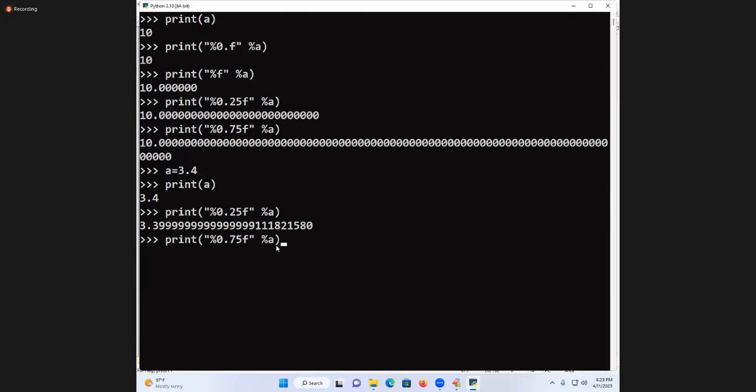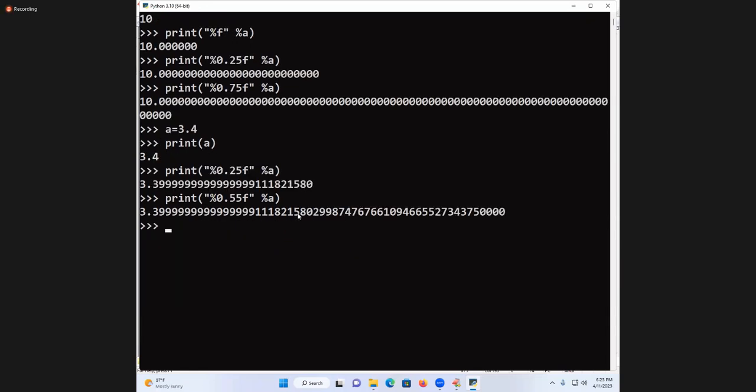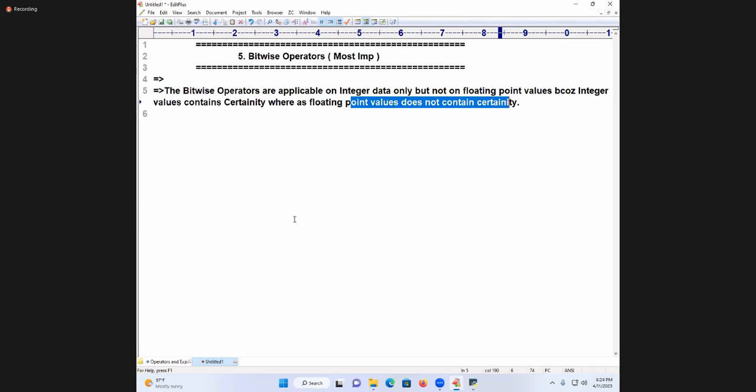Uncertainty is there. You go for 0 point something like 50, you say 50. Still it is printing some more values. This is up to 80. Still there are so many digits. Does float contain certainty or uncertainty? So bitwise operators are applicable only on integer data, but not on floating point values. They will ask you the question, why this happens? You have to answer it: bitwise operators are applicable on certain values, not on uncertain values.